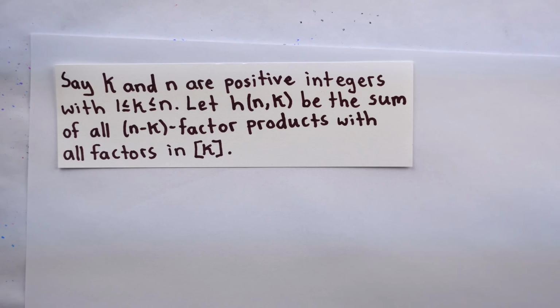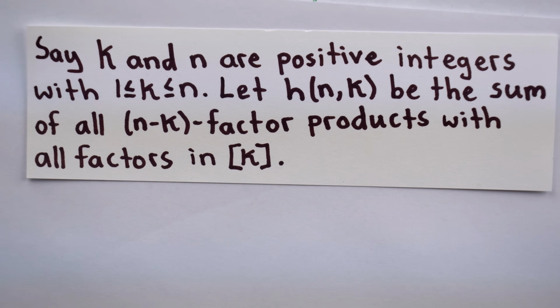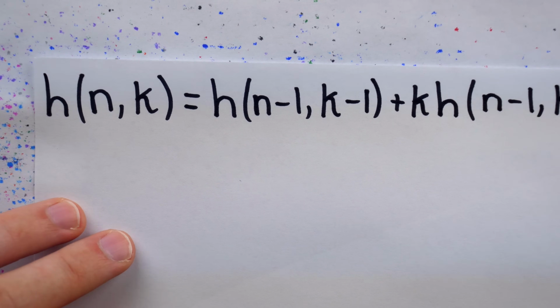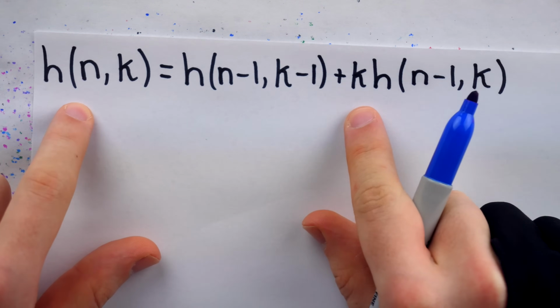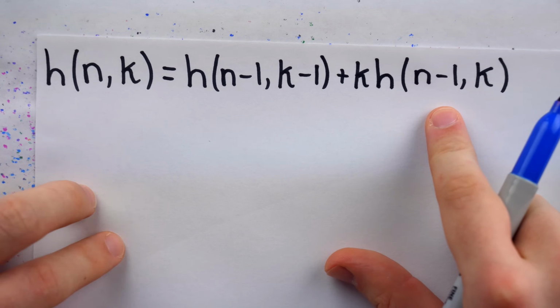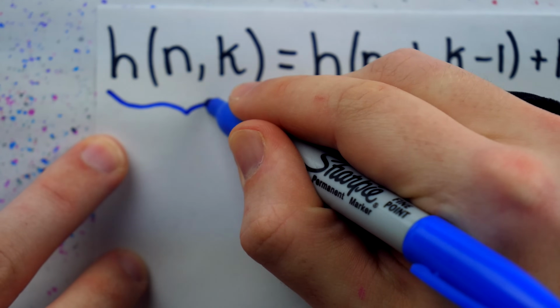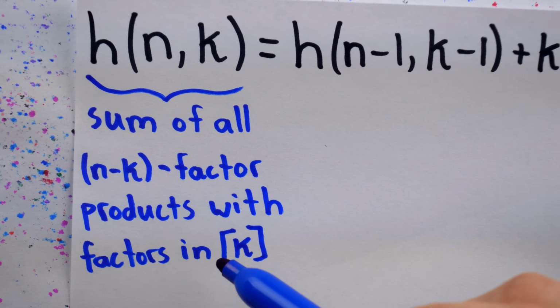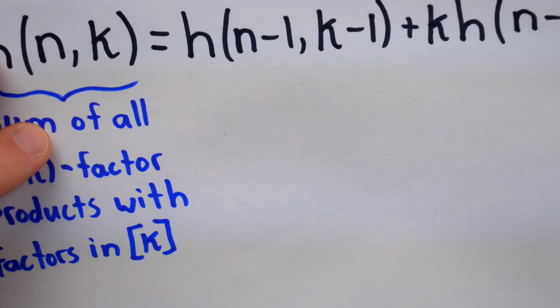Let's prove it. The proof begins with the critical step of showing that this function satisfies the exact same recurrence relation that we previously showed the Stirling numbers satisfied, this one here. Written in terms of this h function, the recurrence relation appears like this. To show these two things are equal, as we claim, is a pretty straightforward exercise in counting. First, the item on the left is, by definition, the sum of all n-k factor products with factors in this set.